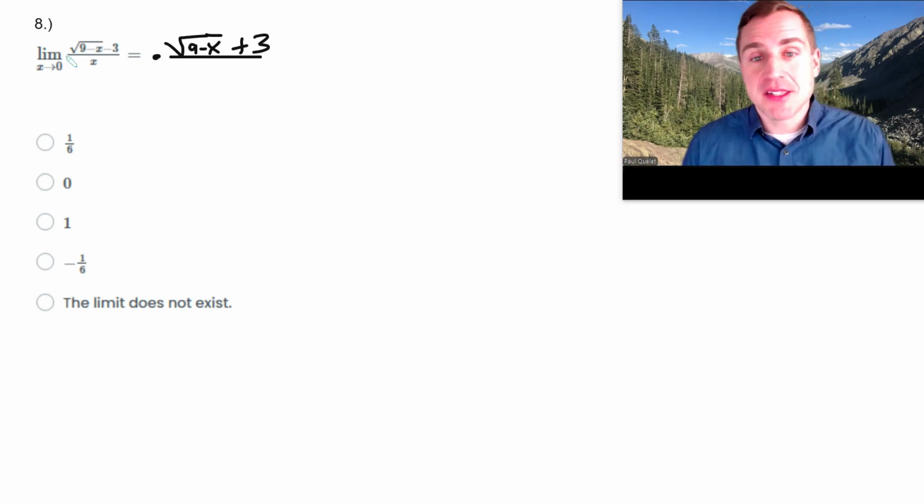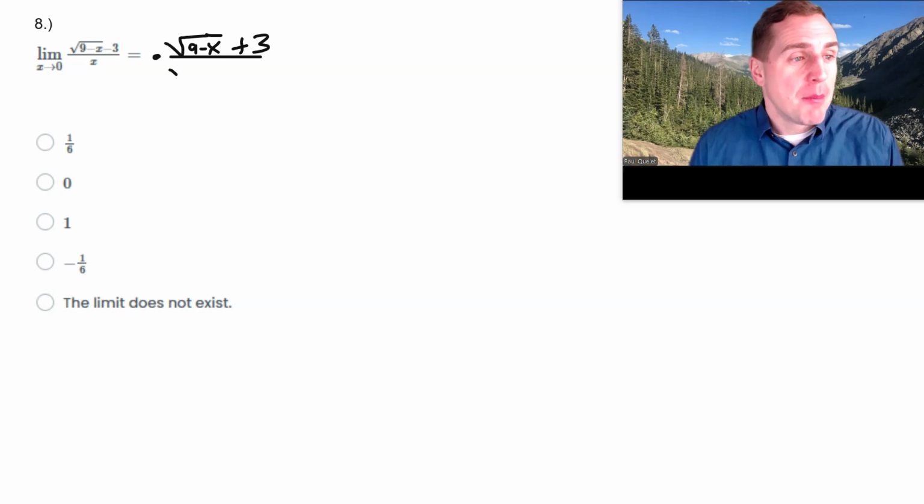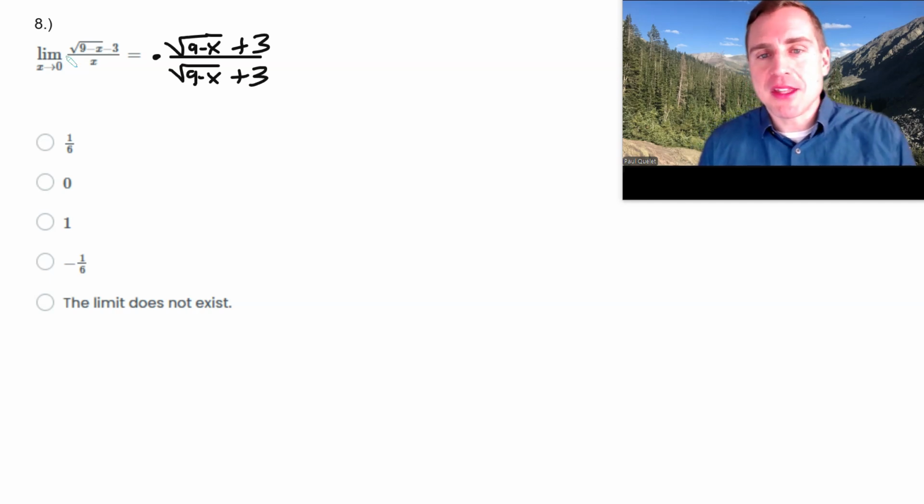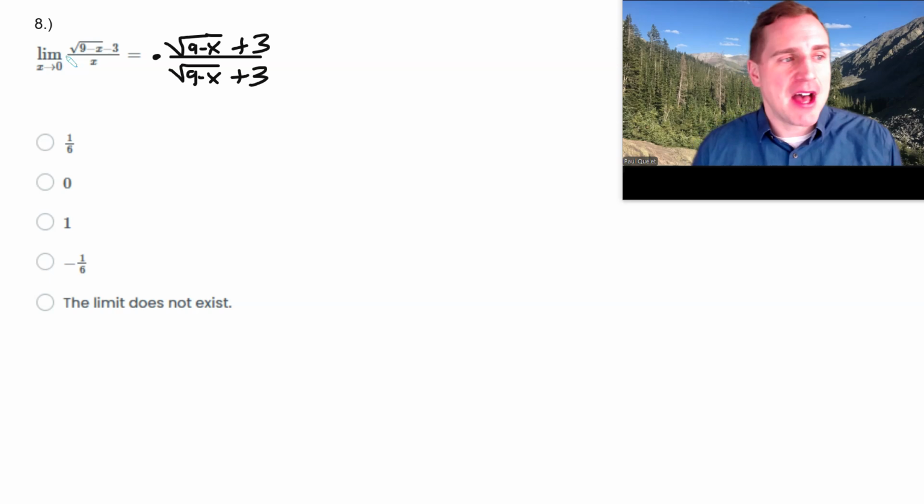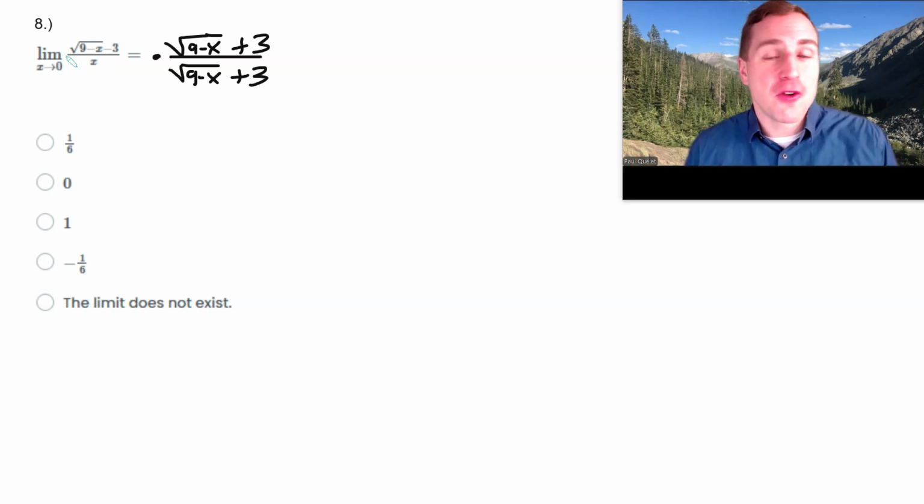And notice the 9 minus x is actually under a square root. But what we do to the numerator, we must do to the denominator to retain equality. Because whatever we multiply the top and the bottom by has to be the same value, because that's just another version of 1. We're changing the form, we're not changing the value.